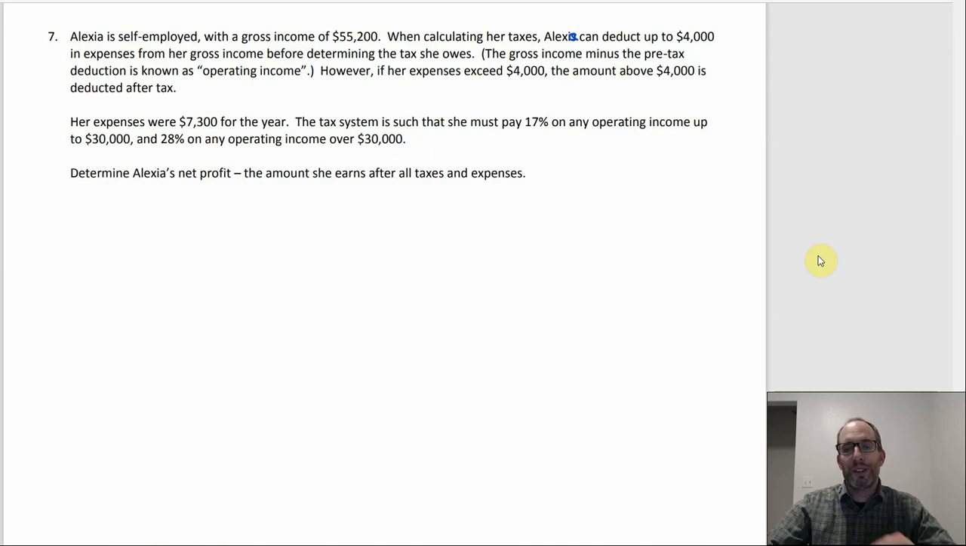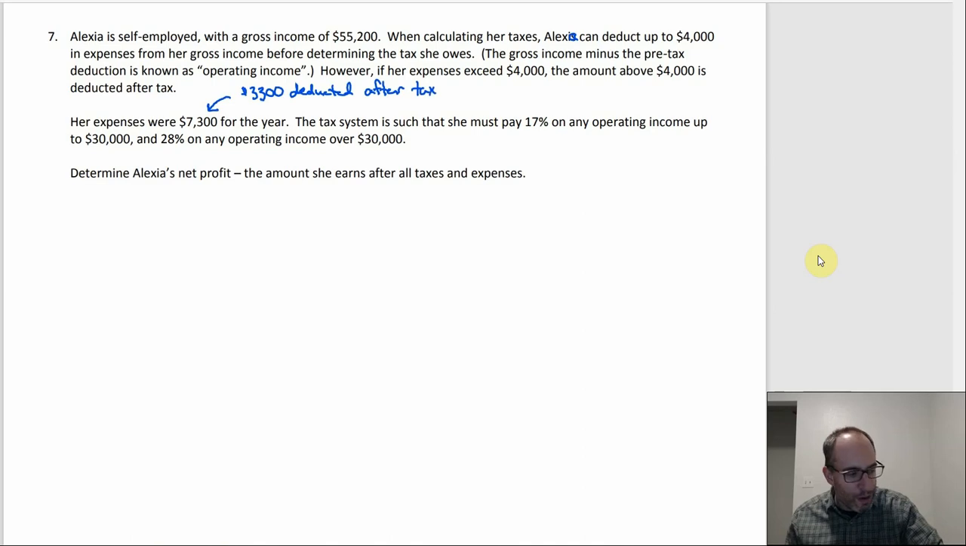And then the other thing is if her expenses exceed $4,000, so like if there are surplus expenses, then those don't factor in until the end. So they're deducted after tax. So her total expenses were $7,300 for the year. So that means that's $3,300 above $4,000, right? So what we're going to do with this, it's going to be $3,300 deducted after tax. And a lot of times this is just referred to as the surplus expenses.